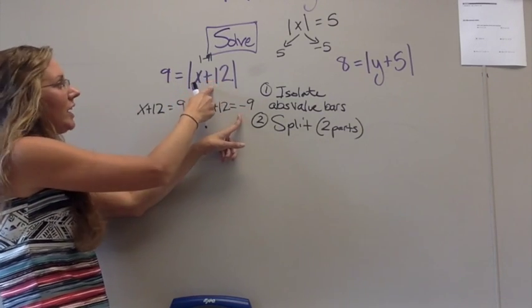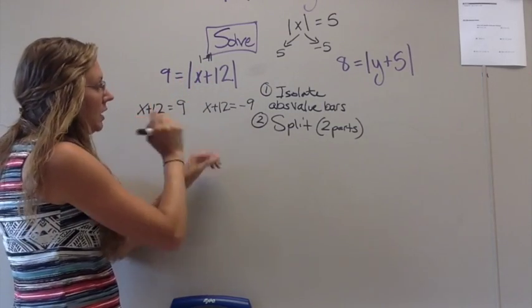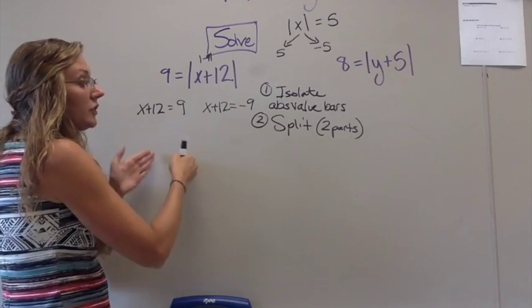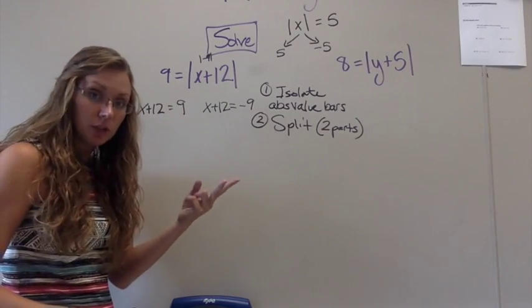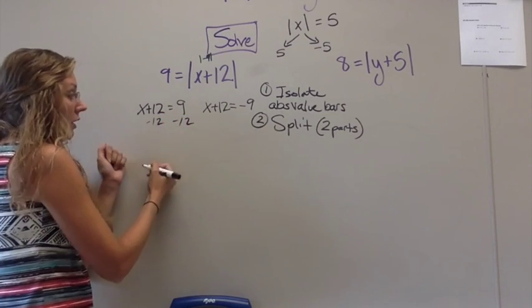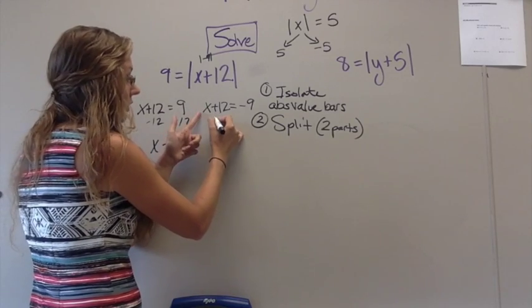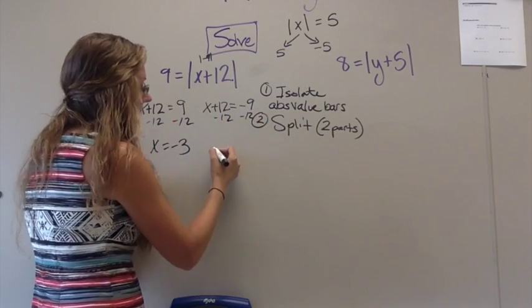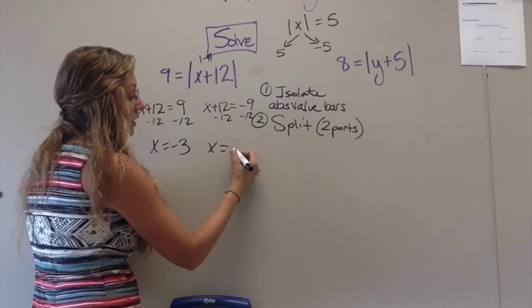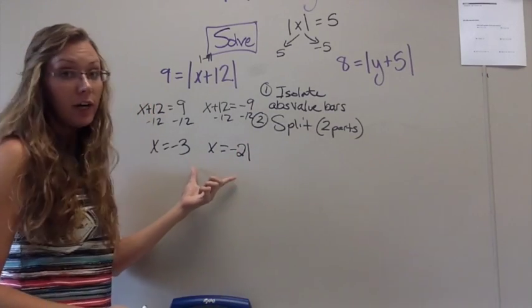Because when we plug the negative in to our absolute value, it's still going to be positive. It won't matter, okay? After we've done this, we're just going to solve each piece, and those are our 2 solutions. Here, I would subtract 12, I get x equals negative 3. Here, I'm going to subtract 12, I get x equals negative 21. Okay? They're 2 very different solutions.